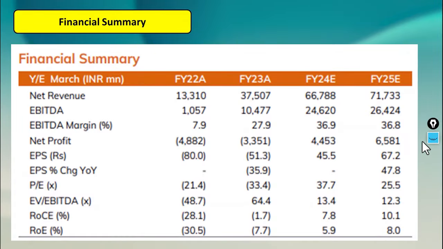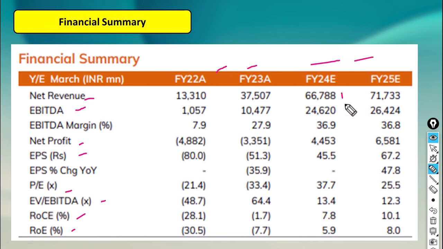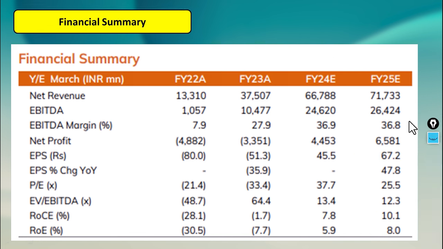Now, the financial summary. This is a summary which they normally give. The main heads they give, you can see here: revenue, EBITDA, net profit, EPS, P/E ratio, EV/EBITDA, ROE, ROCE, and you can see how all the ratios will be over the next 2 years. This will play a big role in understanding how the company is going to perform in coming years. The financial summary plays a role because it shows you the main heads of the P&L.